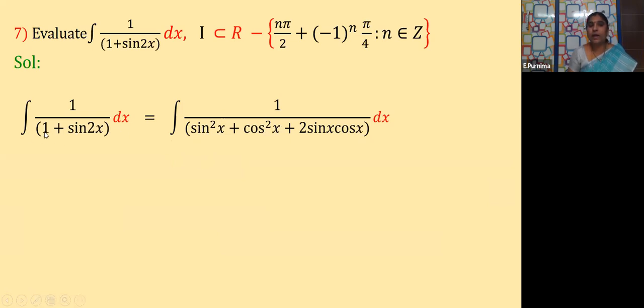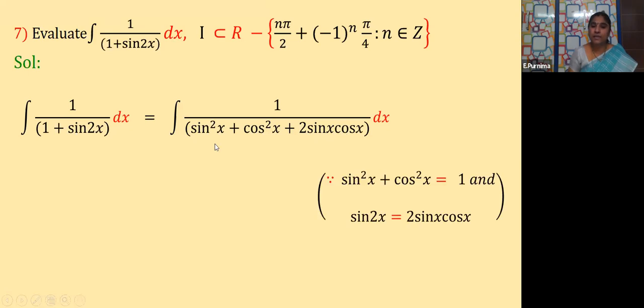So that's why here I replaced this 1 with sin square x plus cos square x, plus 2 sin x cos x. Now it is in the form of A square plus B square plus 2AB. These are the two formulas which you already know: the sin 2x formula, and the trigonometric identity. So now it becomes integral of 1 by (sin x plus cos x) whole square, (A plus B) whole square, into dx. It is very, very important, children.